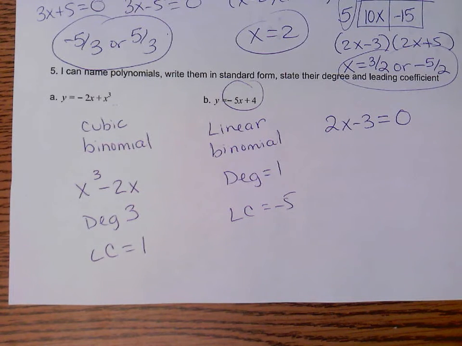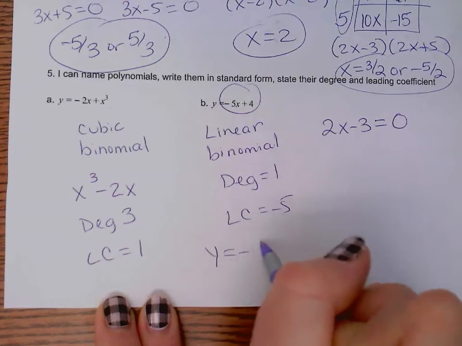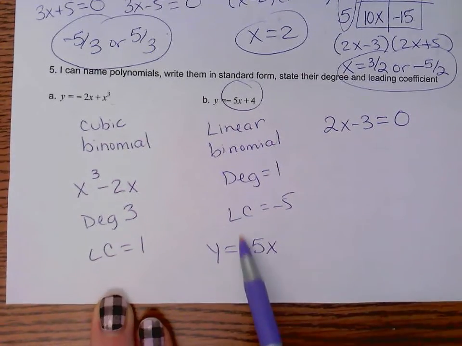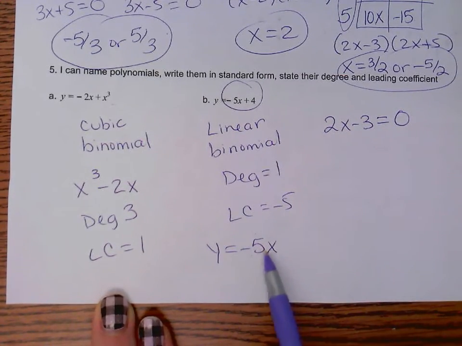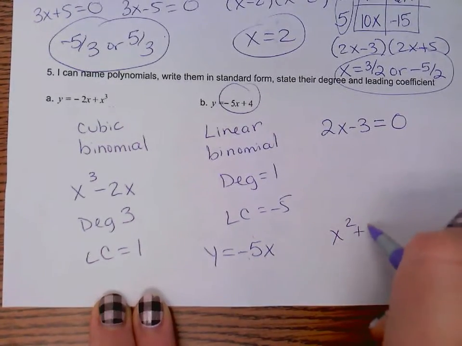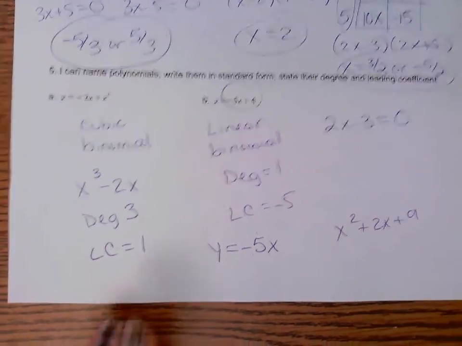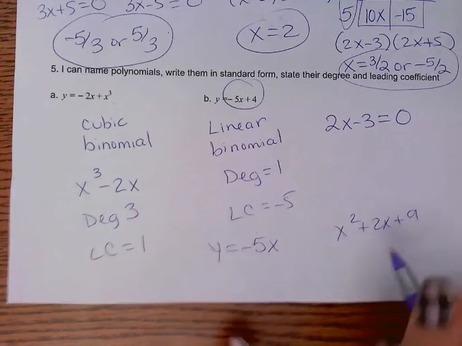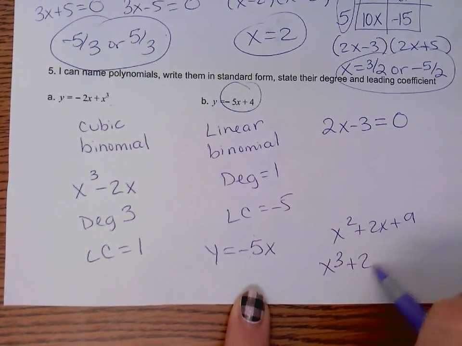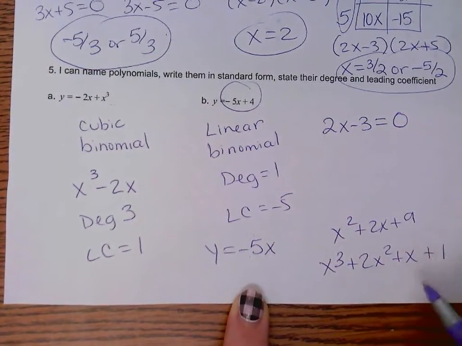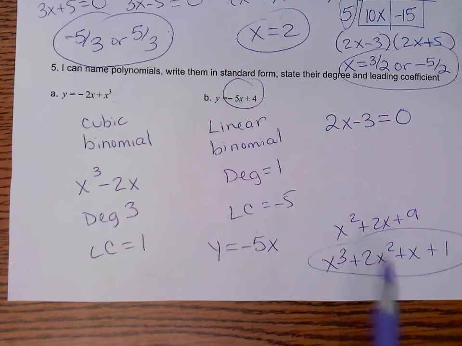It means 2 terms. So if I had just written y equals -5x, that's considered a monomial because there's just 1 term. Or x squared plus 2x plus 9 is a trinomial because there's 3 terms. X cubed plus 2x squared plus x plus 1, that's just called a polynomial because there's more than 3 terms. So there's no special name for that. So you would call that a cubic polynomial. I don't even know if I had you name it. Let me see on the quiz.